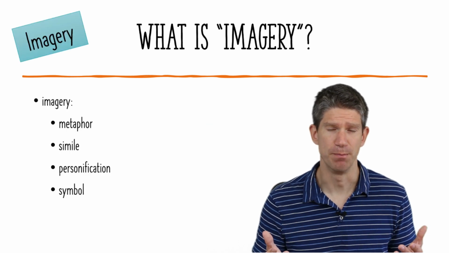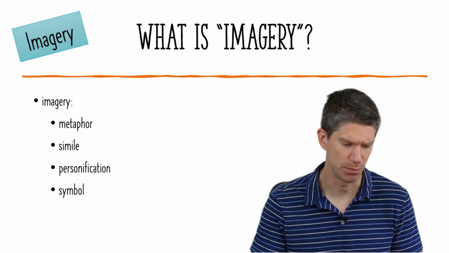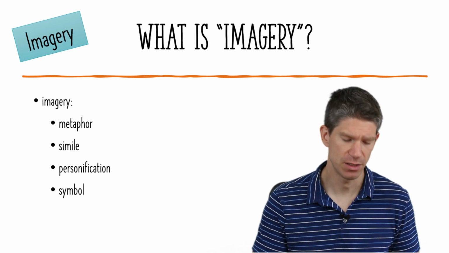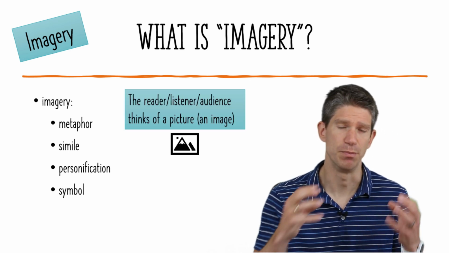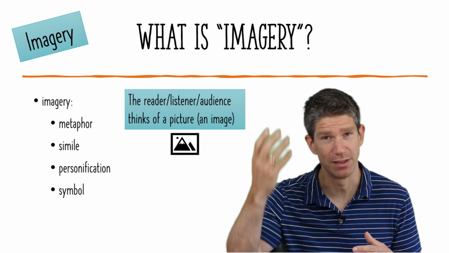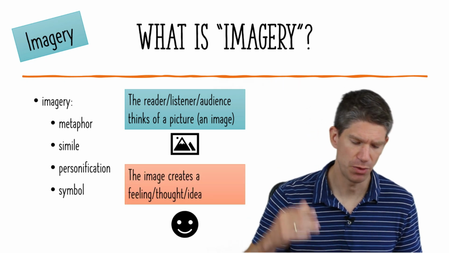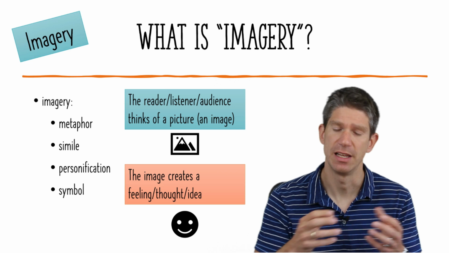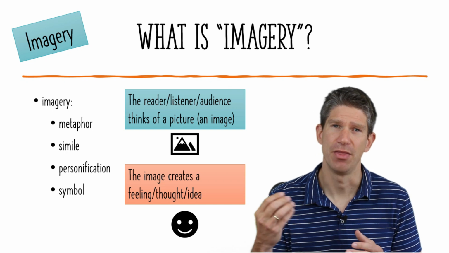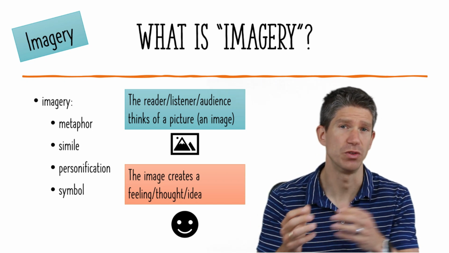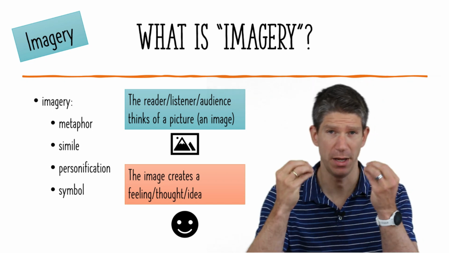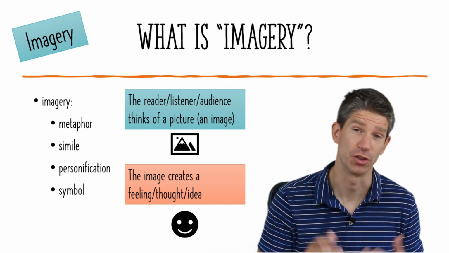Imagery means a number of devices, and I find most important are these devices here: metaphor, simile, personification, and symbol. They have something in common, because the way they work is that the author mentions something, a picture, an image, and this image is created in your mind. And because you think of it, this image will trigger, let's say, an emotion. It will make you think of a feeling, of an idea, etc. And then this idea is connected to, say, a character in a novel, etc. So this is how imagery works, with a picture in your mind. And this is why it's called, of course, imagery.